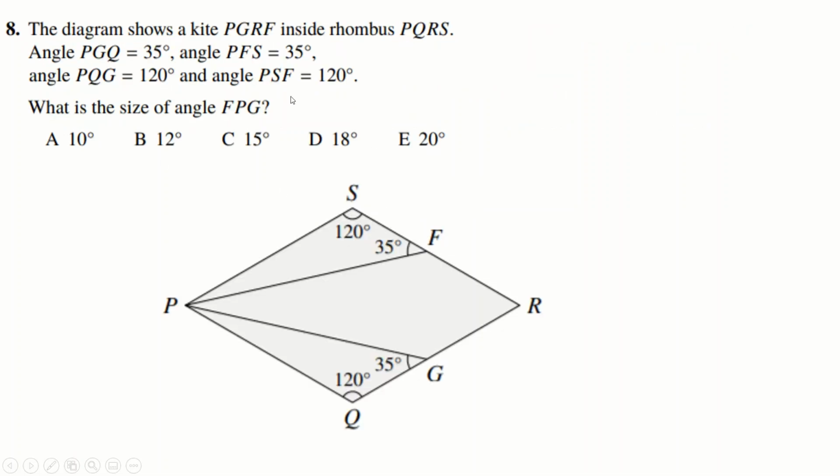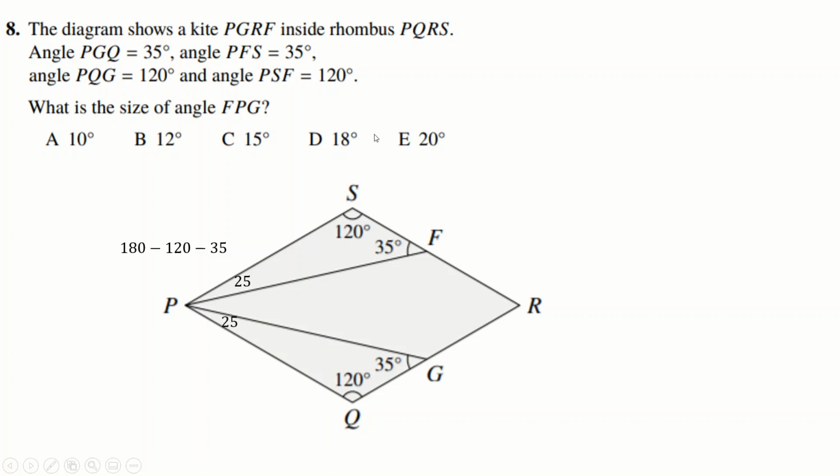Good. Question 8. So we've got a kite inside of a rhombus, which is interesting. So this is a kite, and then we've got a rhombus. What's the size of angle FPG? So we're looking for this angle here. Okay, cool. So the first thing I can do is, these 2 triangles up here, I know 2 of the angles, so I can work out the third. 180 minus the other 2 gives me this angle is 25, and likewise this one is also 25.